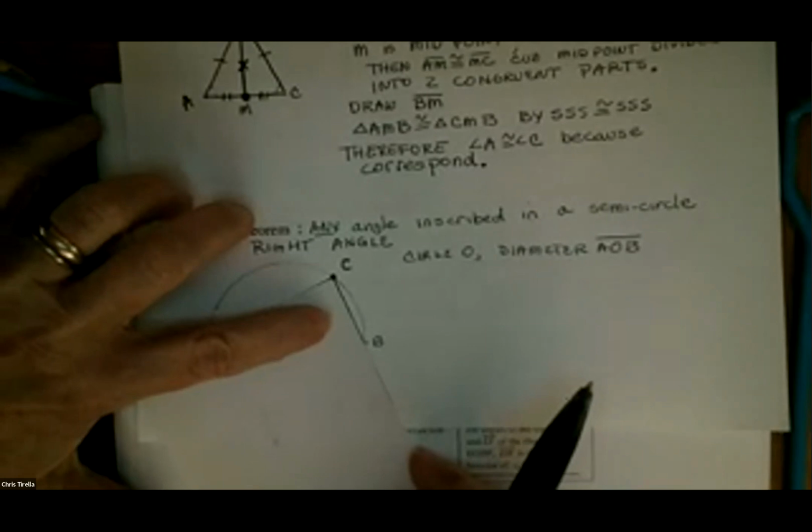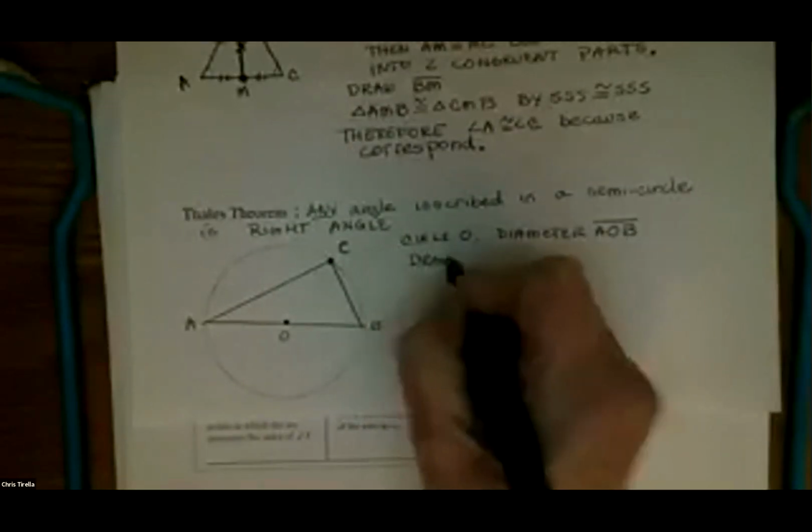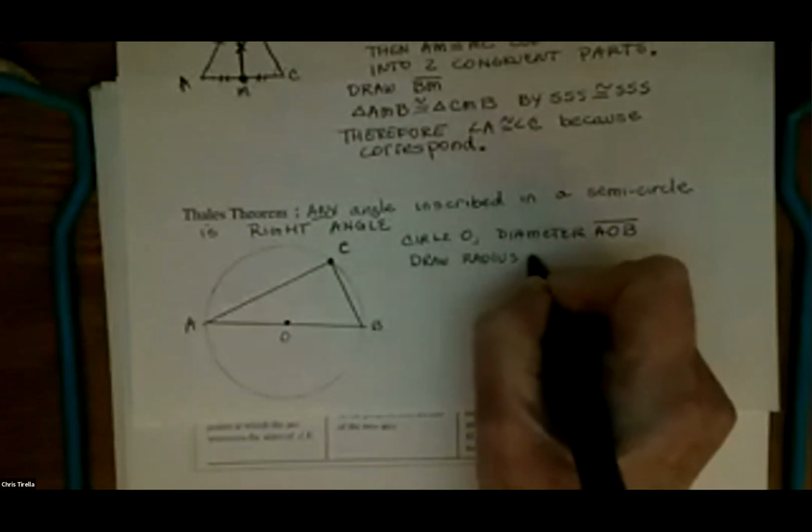Let's see. I'm going to compare it to my index card. Looks an awful lot like a right angle. And no matter where I put it, it should be a right angle. And we want to verify it. To verify it, I want to draw radius OC.